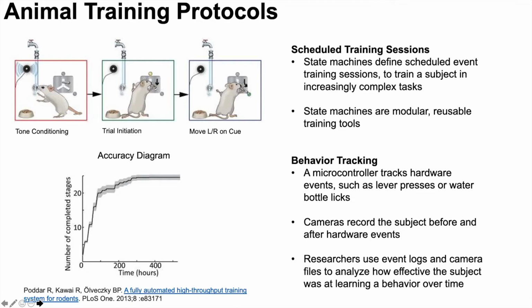We are continuously recording camera, but only saving camera files starting right before an event happened up to after an event happened. And they can look at all of this data to get a sense of how effective this training protocol has been. On the left, we see what they use primarily, which is an accuracy diagram. In this example, we have 100 hours, and the rat has learned a little bit more than 20 stages. Stages are basically composed of state machines.